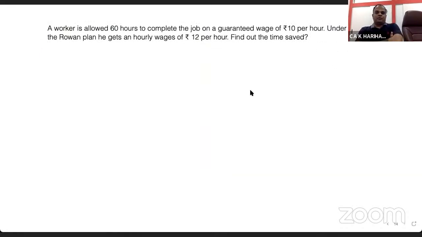Worker A is allowed 60 hours to complete a job on a guaranteed wage of rupees 10 per hour. Under Rowan plan, his hourly rate is rupees 12 per hour. Find out time saved. Listen here, my dear. Based on the Rowan plan, they got how much? Per hour rate 12 rupees. Rowan system, what is the formula? It's fully reverse working. You want to try or shall I solve the problem?